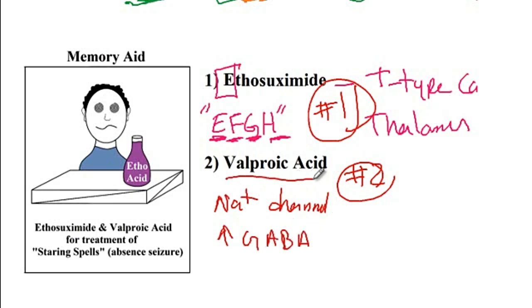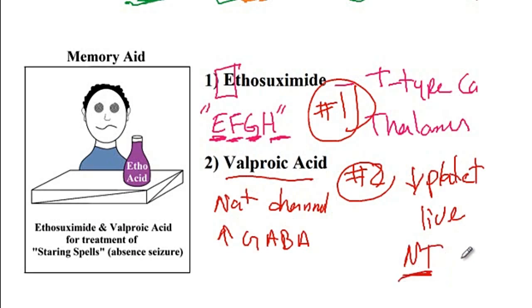Now, side effects of valproic acid include thrombocytopenia, liver toxicity, neural tube defects due to the deficiency of the folate, and then also weight gain.